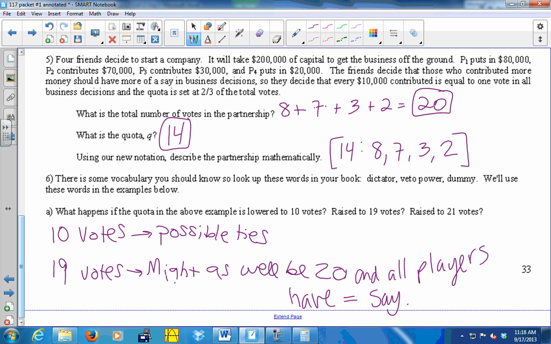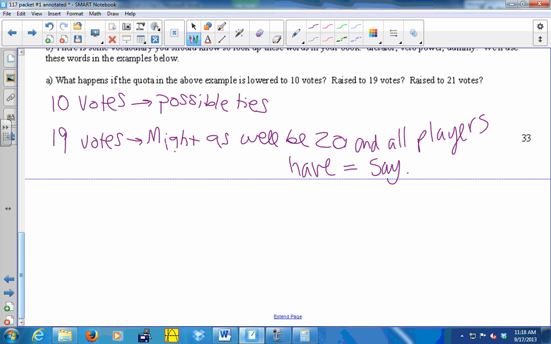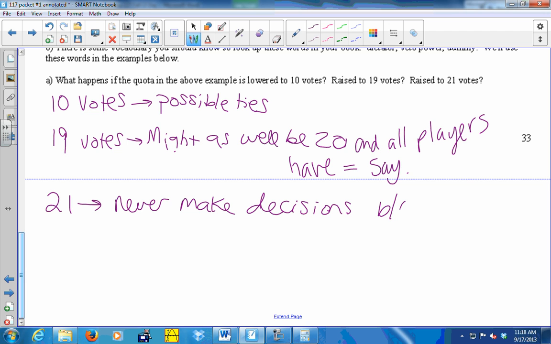What if I raise the quota to 21 votes? Say, okay, we can't decide anything unless we have 21 votes. There's only 20 votes, so again, we'll never make a decision. So when we're setting a quota, we have to keep in mind you need at least a majority. You have to set a quota so it requires at least a majority, but no more than all the votes in the system.